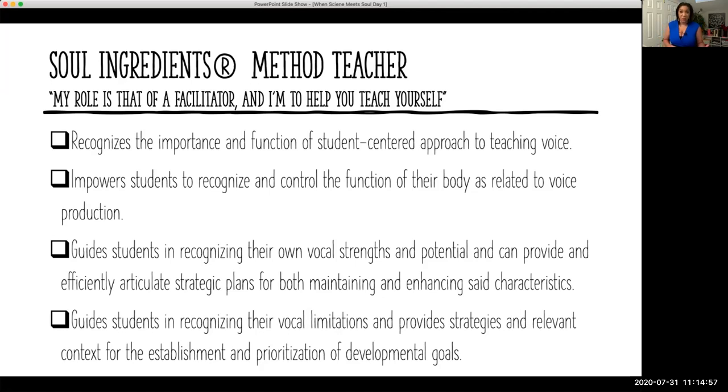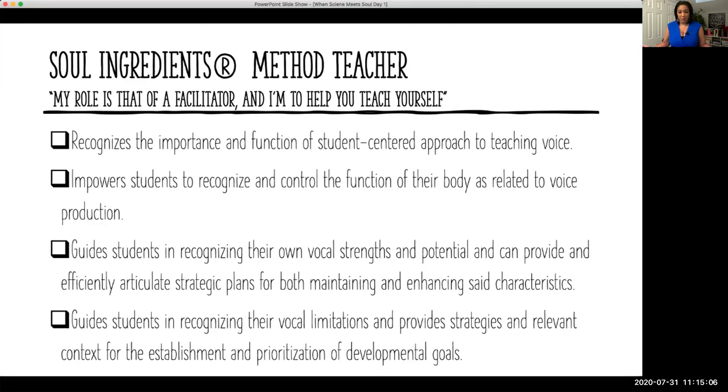Because at the end of the day, we're trying to create elite singers. And if you line up the tops of every genre, they don't sound the same. They bring their own individuality to their work. So if we are training elite singers, we need to be training them to be their best selves. So we're empowering students to recognize and control the function of their body as related to voice production. I need them to know, what is it that they're doing? Everything that they're doing is not wrong.